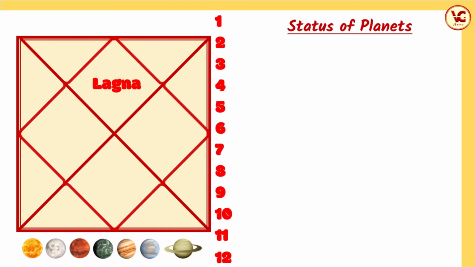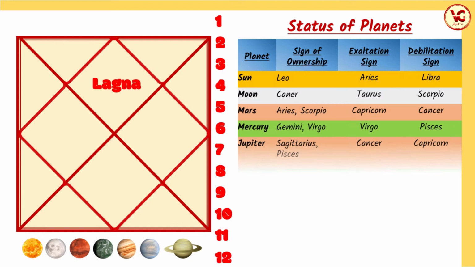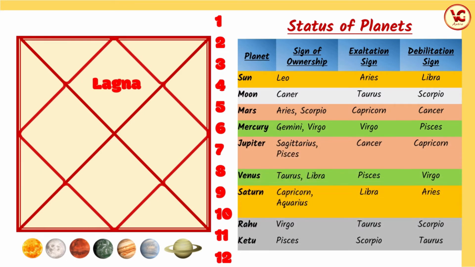So, status of planets. Neech is one of the statuses of any planet. It can be exalted, it can be debilitated, or it can be in own sign, enemy sign or friend sign. In this video we will be limited to the debilitated sign. These are the details of each planet: sign of ownership, exaltation and debilitation sign. For example, for Sun, its own sign is Leo, exaltation sign is Aries and debilitation sign is Libra.